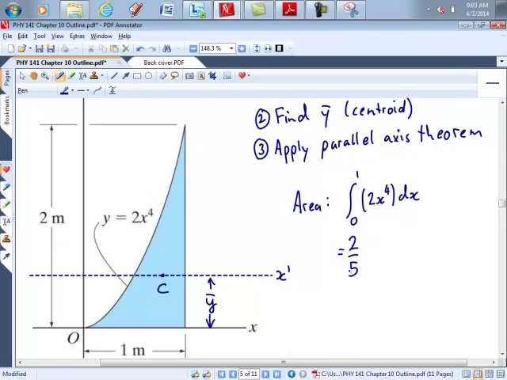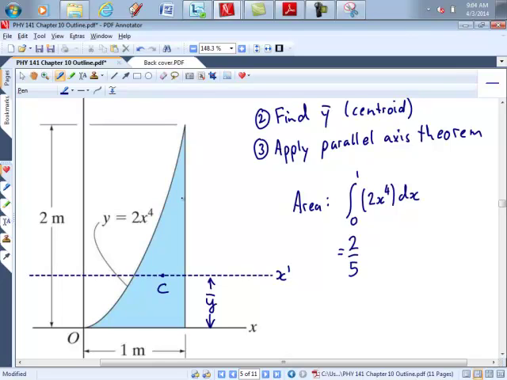Does that make sense? Seems awfully small. Yeah, it's a fourth order polynomial though, and they've shown it as a parabola, but it isn't a parabola. It's going to be sharper than that.